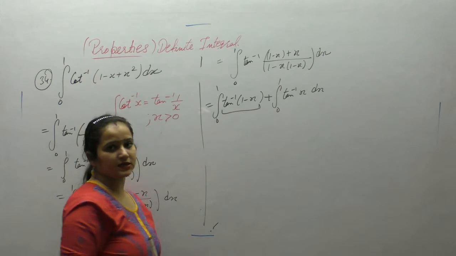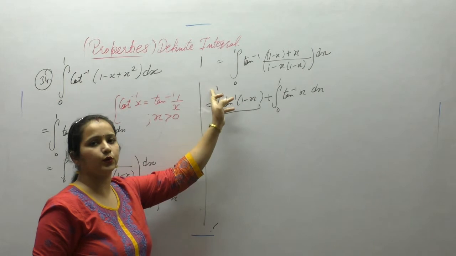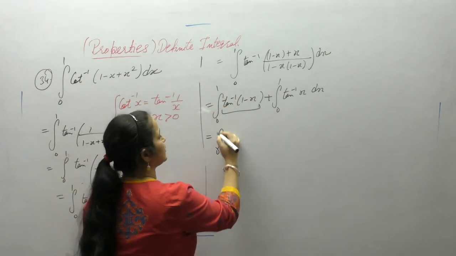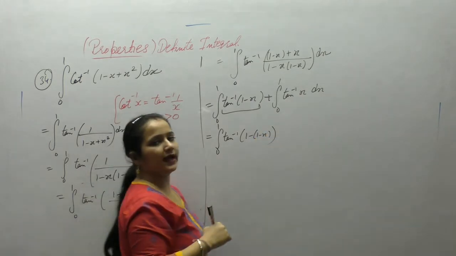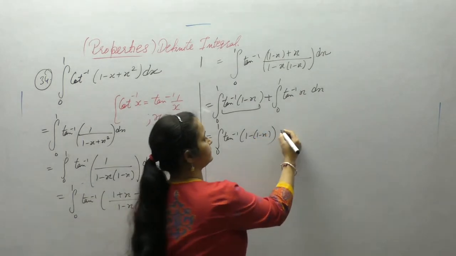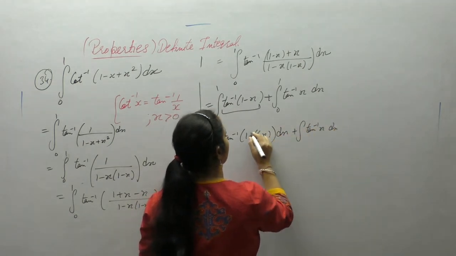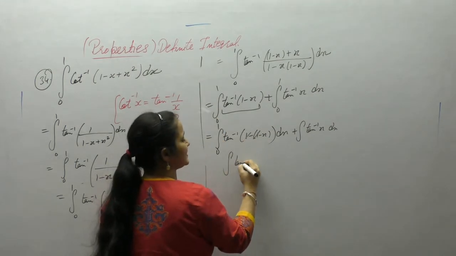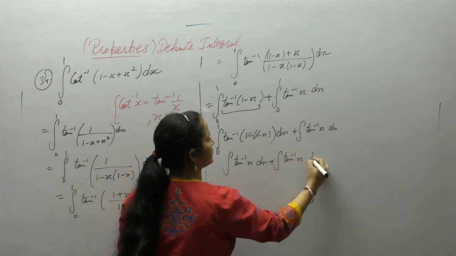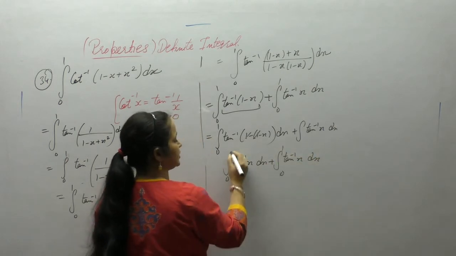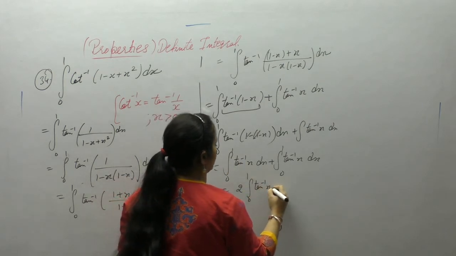In the first part, now we use the identity property: integral from 0 to a of f(x) dx is equal to integral from 0 to a of f(a minus x) dx. And what is the a here? 1. So tan inverse x plus tan inverse x, both are the same with the limits 0 to 1. So 2 times the integral from 0 to 1 of tan inverse x.